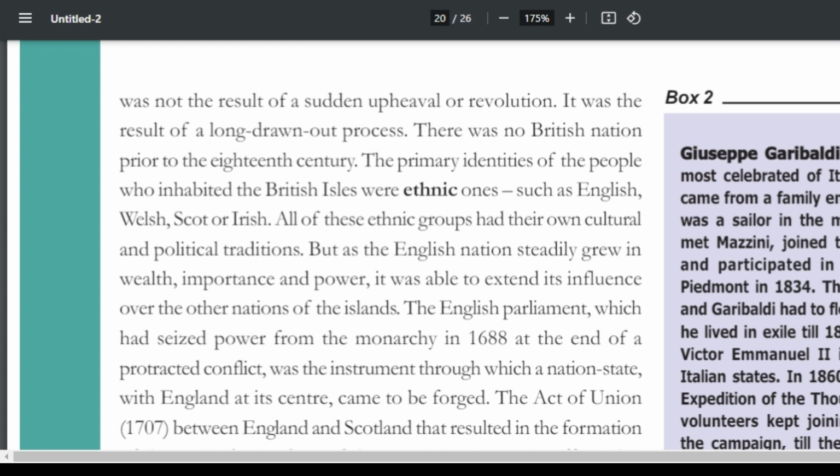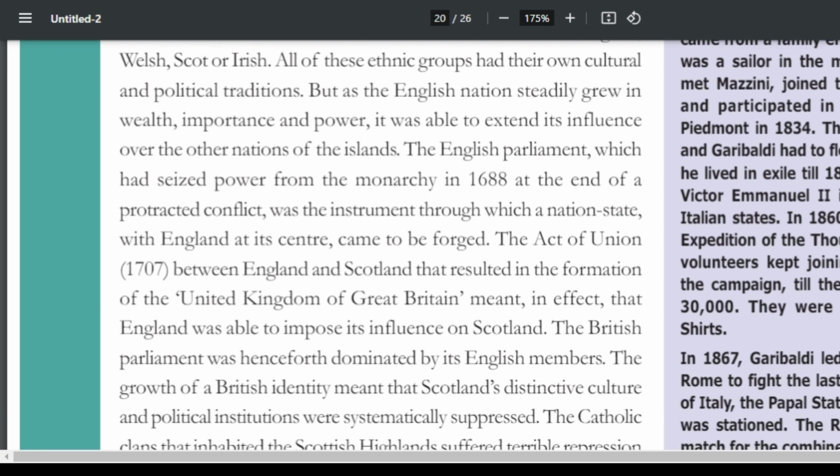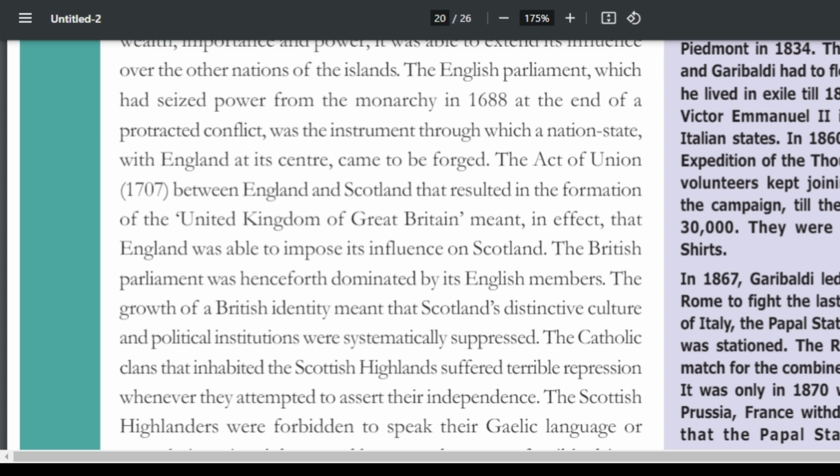But as the English nation steadily grew in wealth, importance, and power, it was able to extend its influence over the other nations of the islands. The English Parliament, which had seized power from the monarchy in 1688 at the end of a protracted conflict, was the instrument through which a nation state with England at the center came to be formed. The Act of Union 1707 between England and Scotland, which resulted in the formation of the United Kingdom of Great Britain, meant in effect that England was able to impose its influence on Scotland.